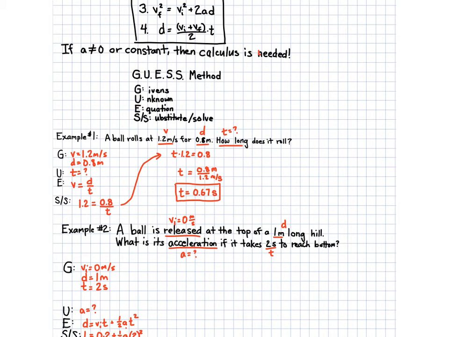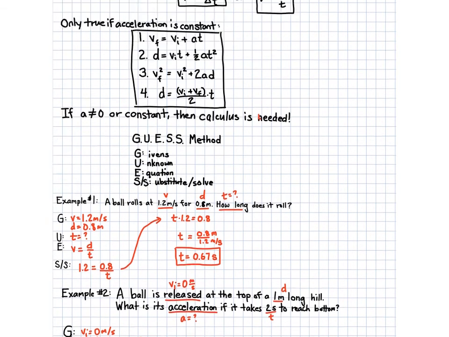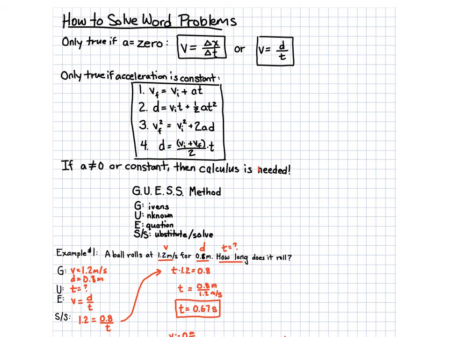Okay, so we had VI, D, T, and A. I'm going to go to the list. Can you use the first one? Why doesn't that one work? Yeah, you don't have final velocities. You can't use that one. Can you use the second one? Yeah, it's got D, VI, T, and A. So that would be the one that you would pick for this problem. Does that make sense? All right.